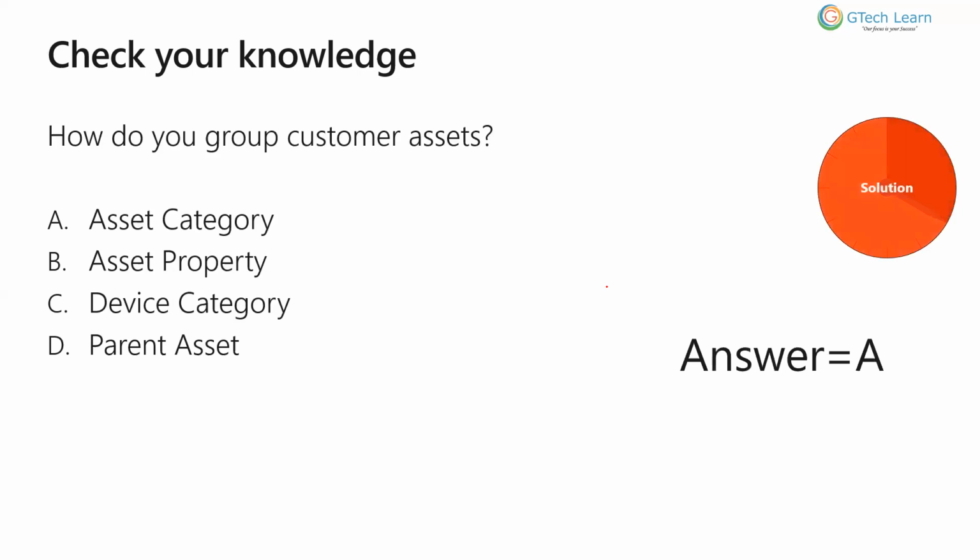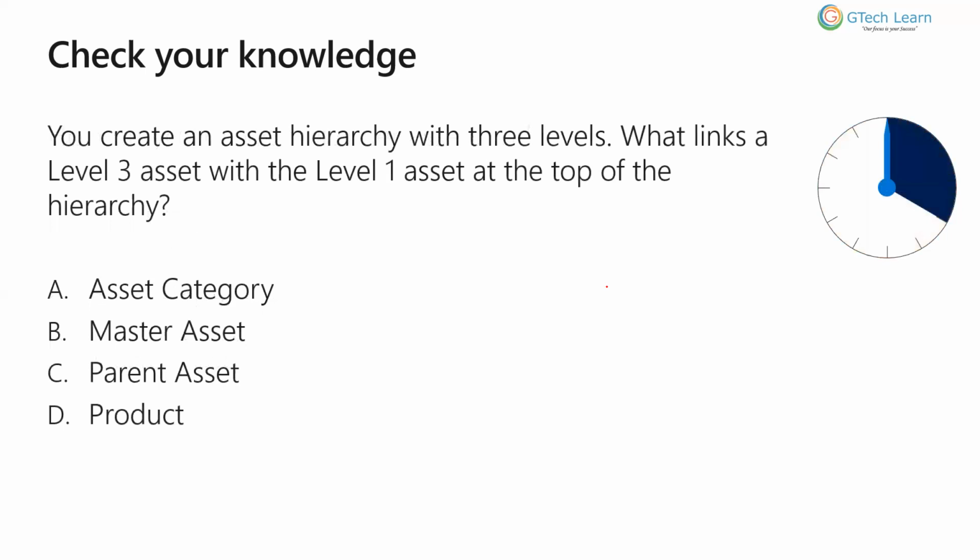Okay, so the correct answer for that question is going to be option A, assets category. Now, the next question we are having in line is, you create an assets hierarchy with 3 levels. What links a level 3 asset with the level 1 assets at the top of the hierarchy? Is it going to be the asset category? Is it going to be the master asset? Is it going to be the parent asset? Is it going to be the product?